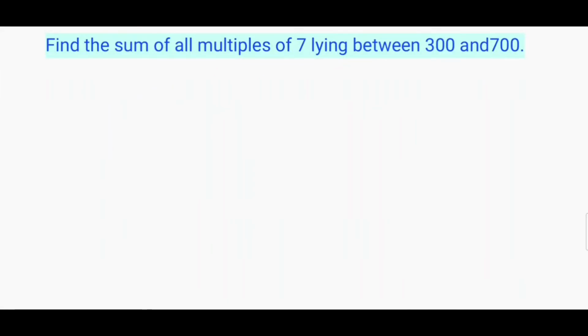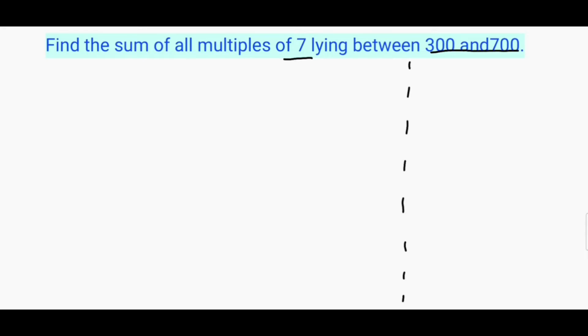Here we have to find the sum of all the multiples of 7 which are between 300 and 700. So first, to find the sum of all the multiples of 7, we need to find all the multiples of 7 which are between 300 and 700. For that I will do some rough work here.